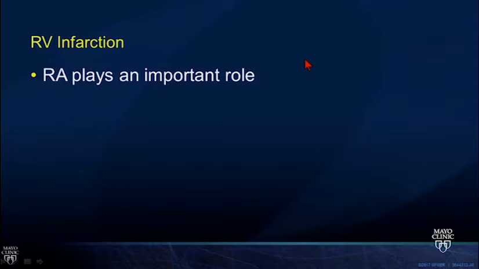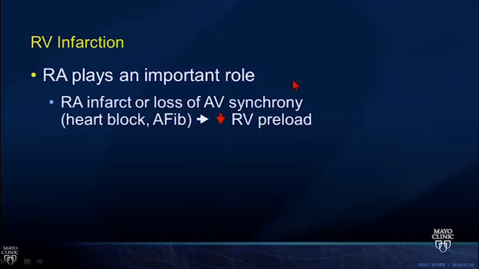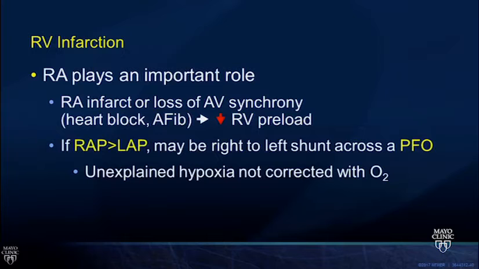The right atrium plays an important role in RV infarct. RV is not isolated. Because the RV becomes so preload dependent, loss of AV synchrony, be it complete heart block or atrial fibrillation, means that you lose that atrial prime, that additional filling that atrial contraction provides, and this further worsens right ventricular preload. As the RV becomes more and more hypokinetic, right-sided filling pressures go up, and the right atrial pressure can exceed that of left atrial pressure, and you can get a right-to-left shunt across a patent foramen ovale. Because you have a right-to-left shunt, this results in hypoxia.